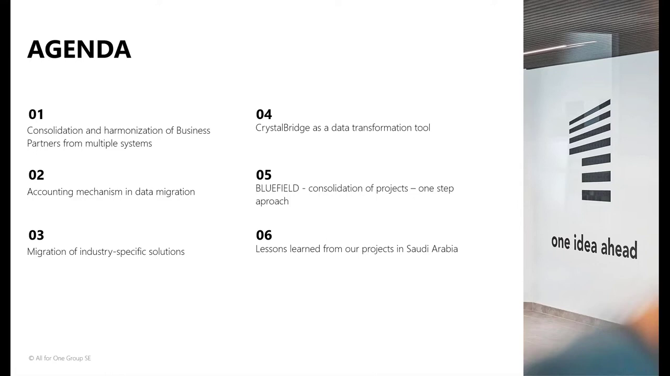We will talk about the accounting mechanism in data migration. So this is the usage of the BAPIs, which can be used to migrate the documents, financial documents or logistic documents, or to cover, let's say, the part related to the stocks in accounting. Then we will talk about the migration of the industry-specific solutions, which are used worldwide by many companies.